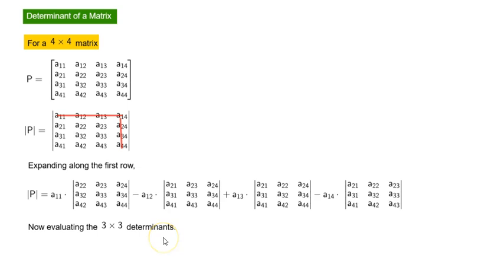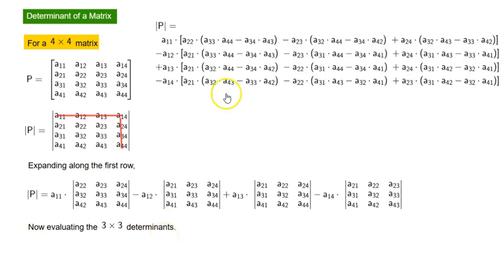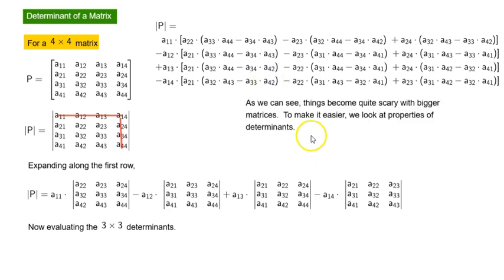Now evaluating the 3 by 3 determinants, I'm skipping some steps and directly showing you the complete determinant expression. So as we can see, things become quite scary with bigger matrices. To make it easier, we will look at properties of determinants next, and then we will break down these steps and use proper terminology to describe this entire process. So that was the determinant of a matrix, what it is, why it is required, and how to evaluate it. That's it for now.